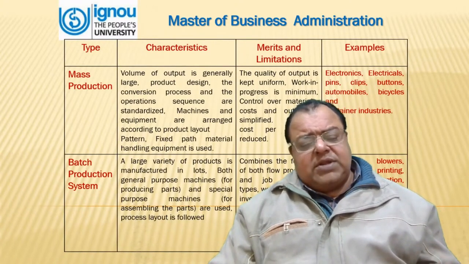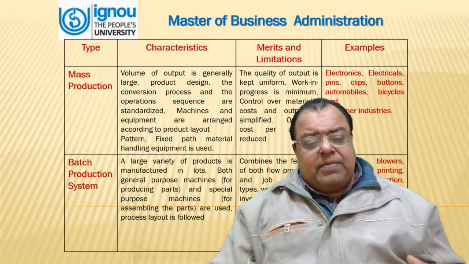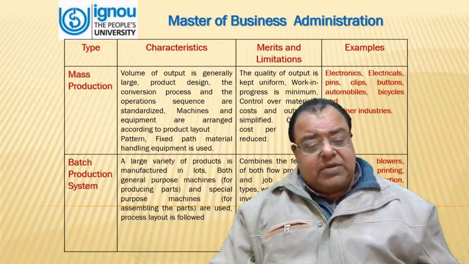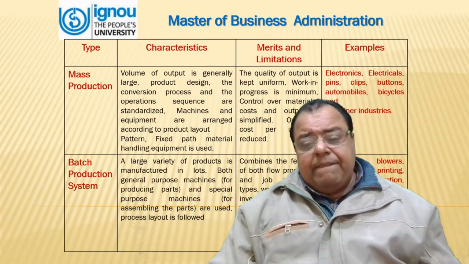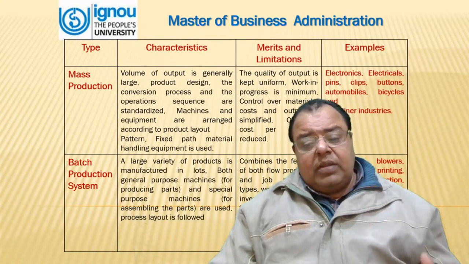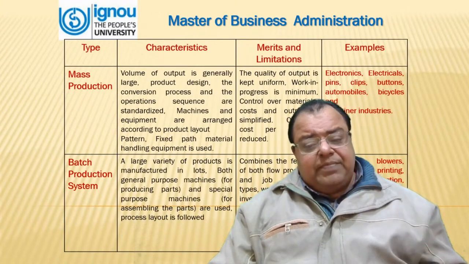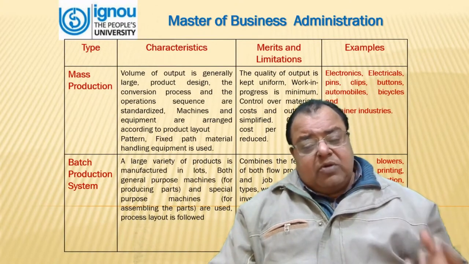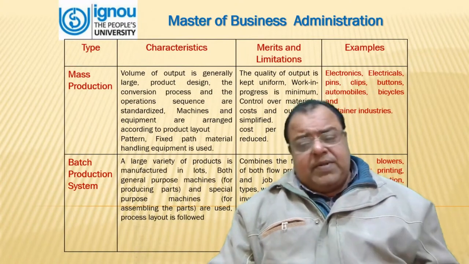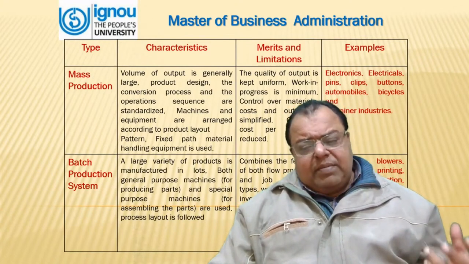If we talk about batch production system, here a large variety of product is manufactured in lots. Both general purpose machines for producing parts and special purpose machines for assembling the parts are used, and process layout is followed. This combines the features of both flow production and job production. Work in progress inventory is high, there are frequent changes in the product designs, and no standard sequence is followed. As far as the examples are concerned, they are industrial blowers, motors, book printing, machine tools, etc.